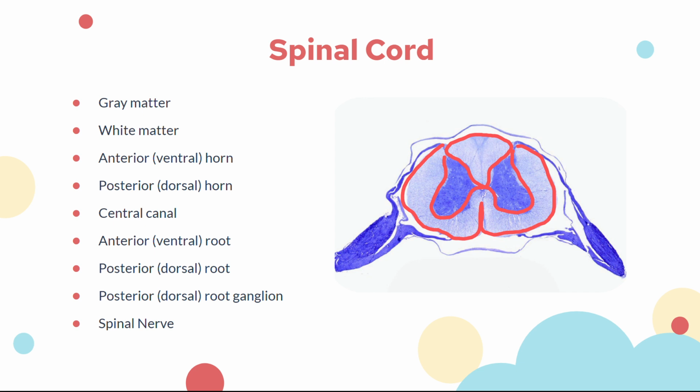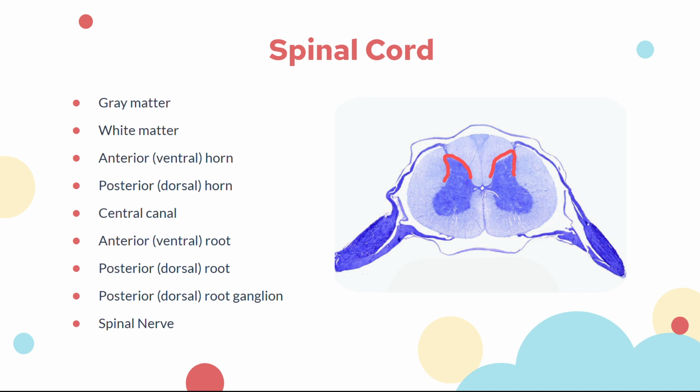And then our anterior ventral horns. So anterior ventral horns would be just right here. So this is the anterior. This would be our anterior ventral horns. And then our posterior dorsal horns would be right here.